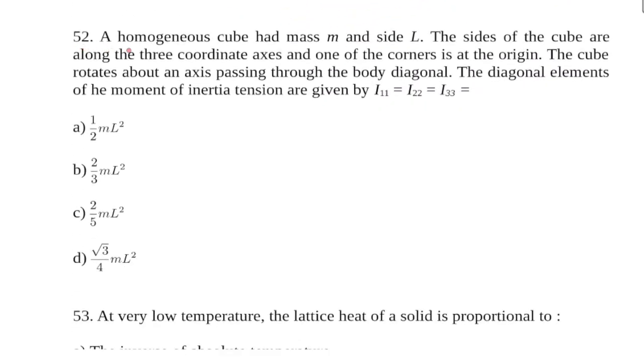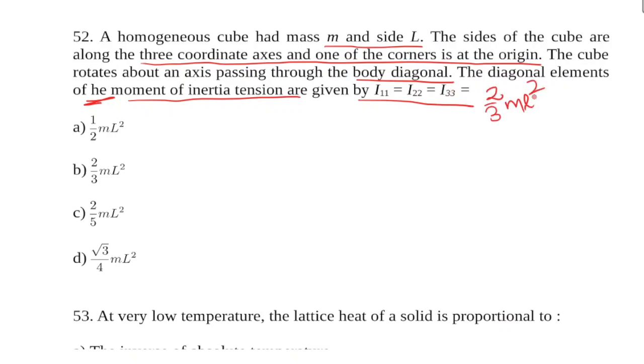Next, 52. A homogeneous cube has mass m and side L. The sides of the cube are along the three coordinate axes, and one of the corners is at the origin. The cube rotates about an axis passing through the body diagonal. The diagonal elements of the moment of inertia tensor are given by 2 by 3 ml square. Okay, this is your correct option.